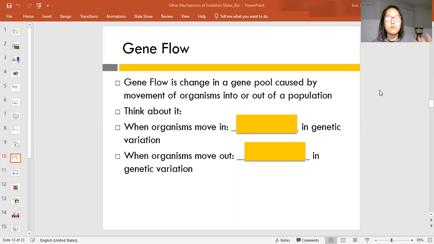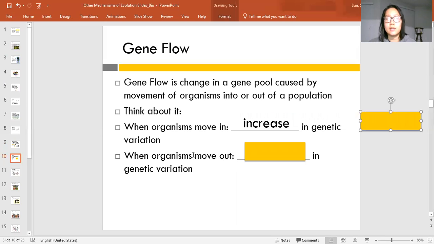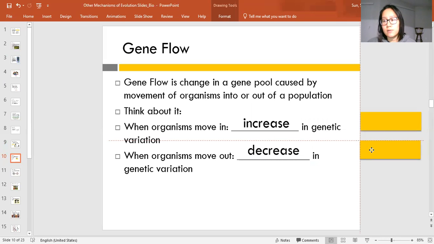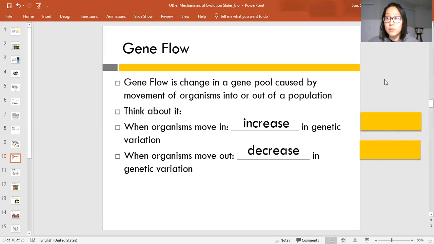When organisms move into a population, do they increase or decrease genetic variation? Find this box right here. The answer is that they are going to be increasing genetic variation. Okay? So when an organism moves out or leaves a population, are they going to increase or decrease genetic variation? They're going to be decreasing, right? Because you're taking your genes out of that gene pool. So that gene pool now has fewer genes and less variation and fewer kinds of genes, especially if you had a special variant of a gene.